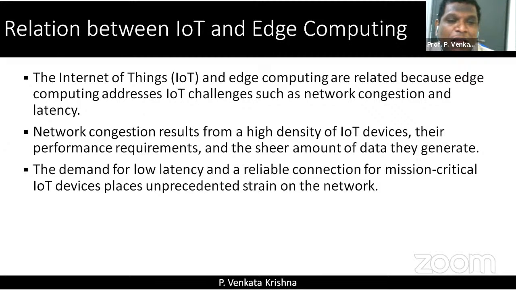Relationship between IoT and edge computing. The Internet of Things and edge computing are related because edge computing addresses IoT challenges such as network congestion and latency. Network congestion results from a high density of IoT devices, their performance requirements, and the sheer amount of data they generate. The demand for low latency and a reliable connection for mission critical IoT devices places unprecedented strain on the network.